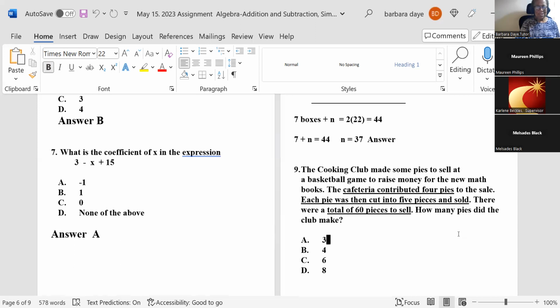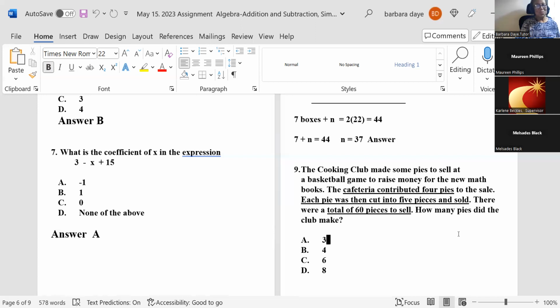So I'm going to say, Mercedes, you got the answer? Not yet. I'm almost. 5 is 4, 20, 40, 60. So it's going to be 8 pies. That's it. Now tell Mercedes how you got 8.